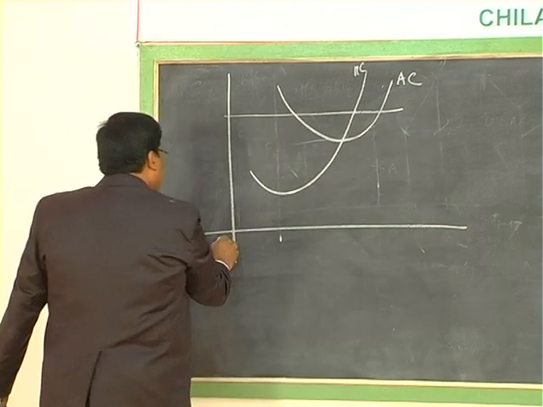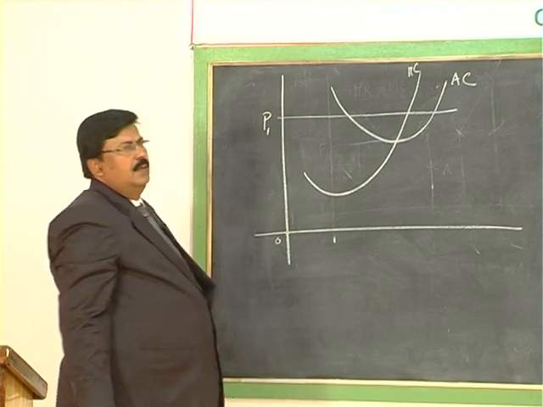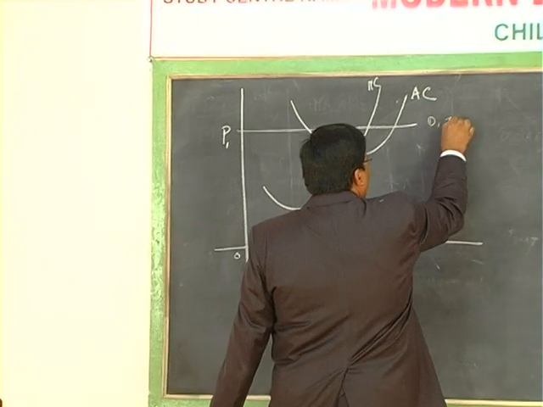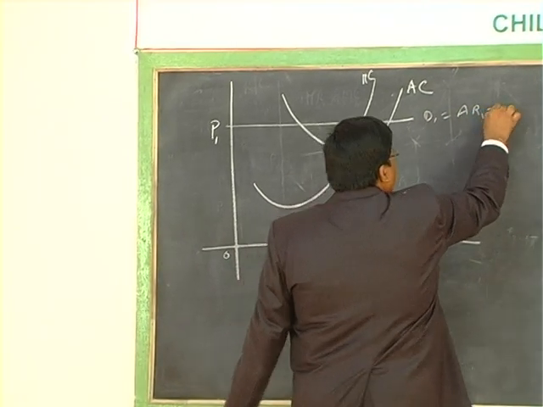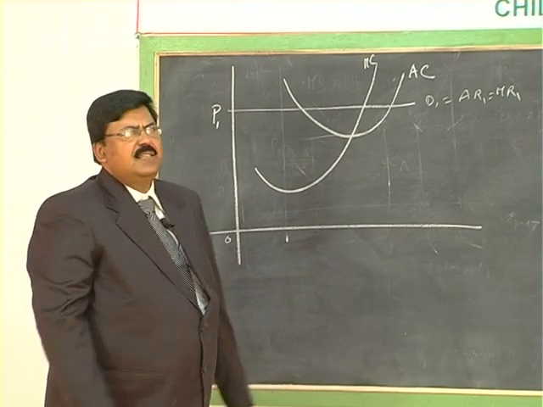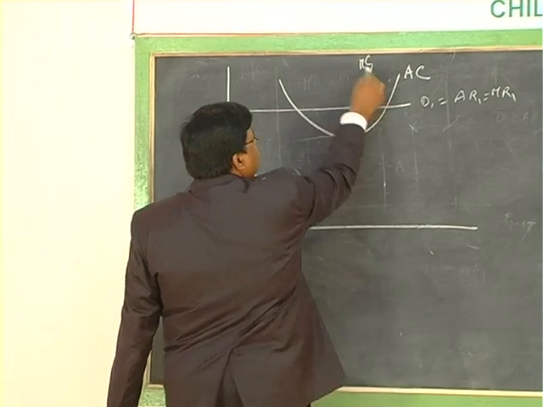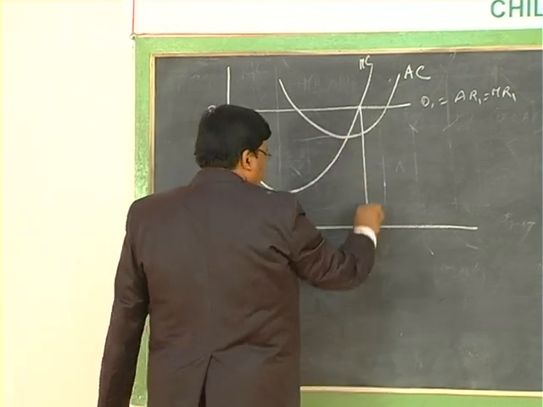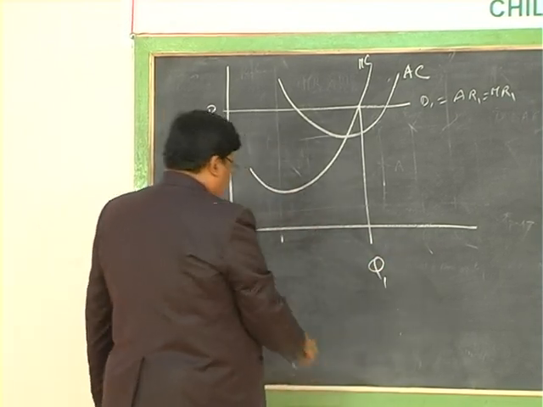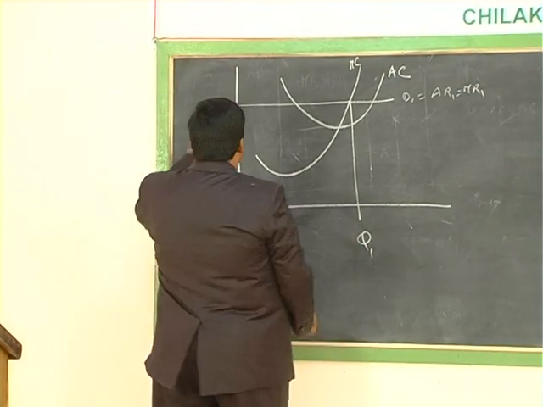Suppose initial price is OP1, let us say. The market established price is OP1. So this is D1 demand curve, which is also equal to AR1, which is equal to MR1. The first condition is you have to find out MC-MR equality. This is MC and MR equal here. This is equilibrium quantity OQ1, for example. So OQ1 quantity, OP1 price.